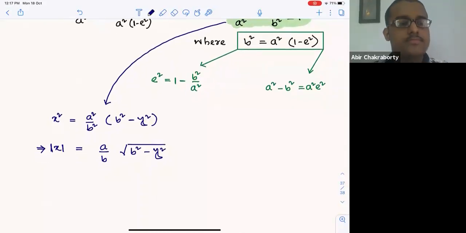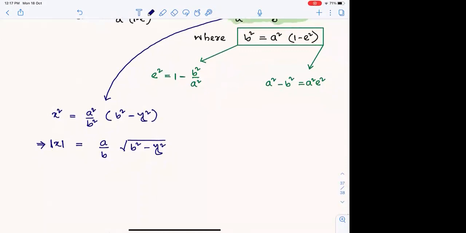As soon as we have got that, we can identify that this relation is true only if mod y is less than or equal to b. So this exists for mod y less than or equal to b, right? Because if mod y is more than b, then b square minus y square is negative, and hence under the square root, if we get a negative value, that's non-real.